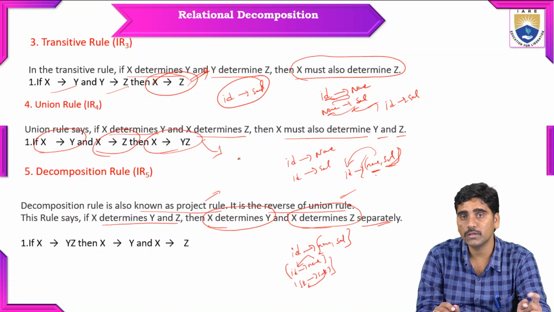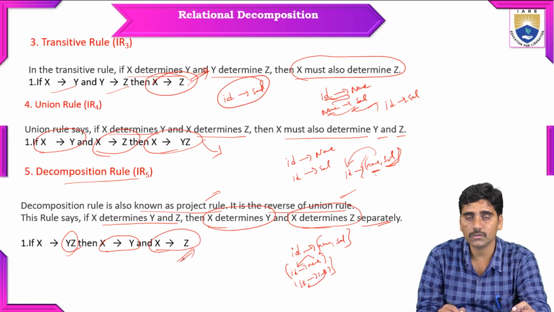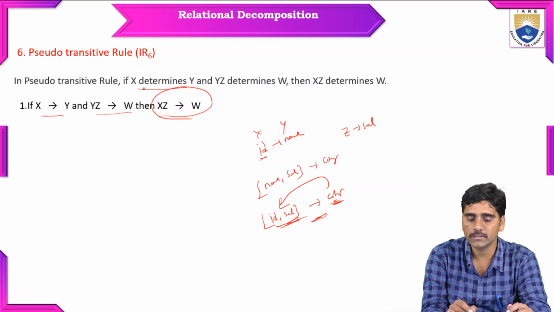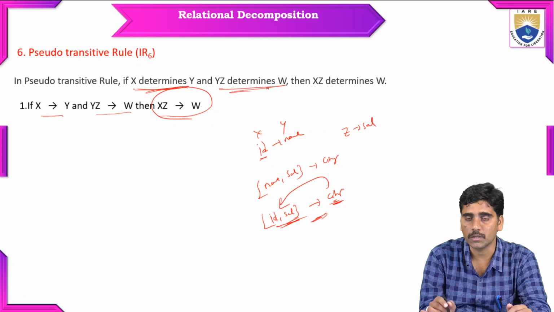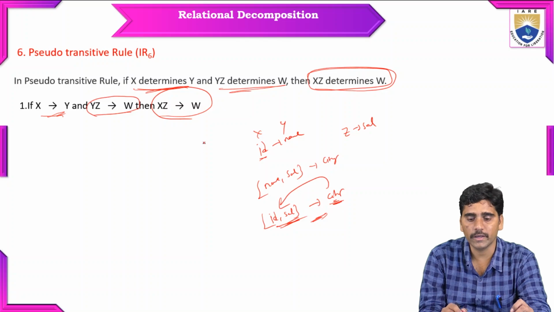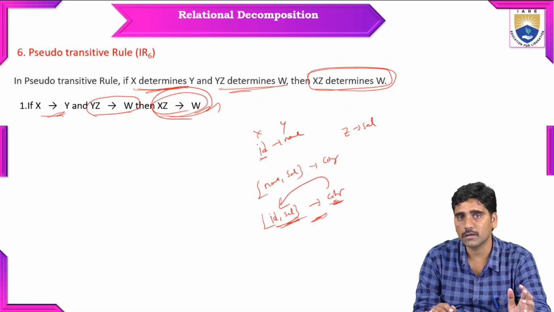And the decomposition rule: if X tends to YZ, then X tends to Y and X tends to Z. And the last one, the pseudo transitive rule: if X determines Y and YZ determines W, then XZ determines W. These are the rules that validate the functional dependencies on the attributes.